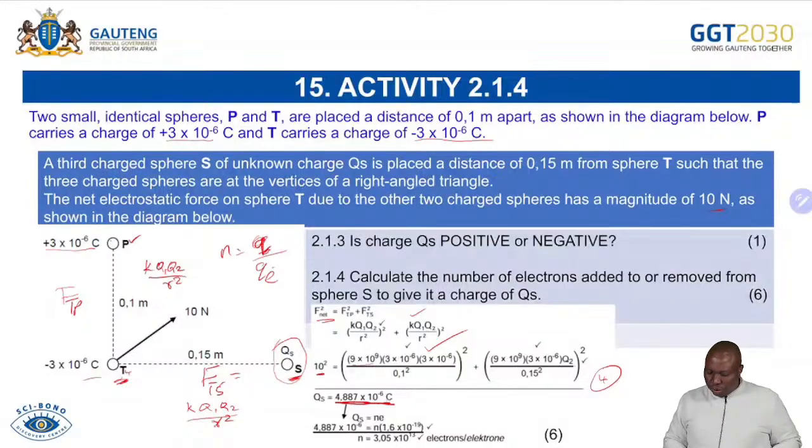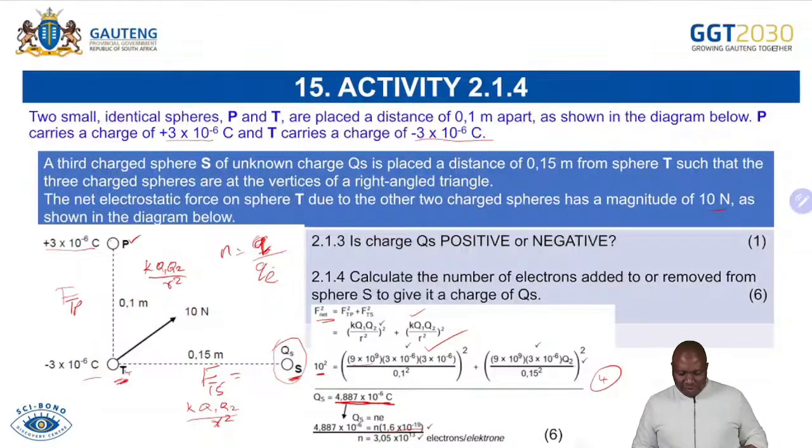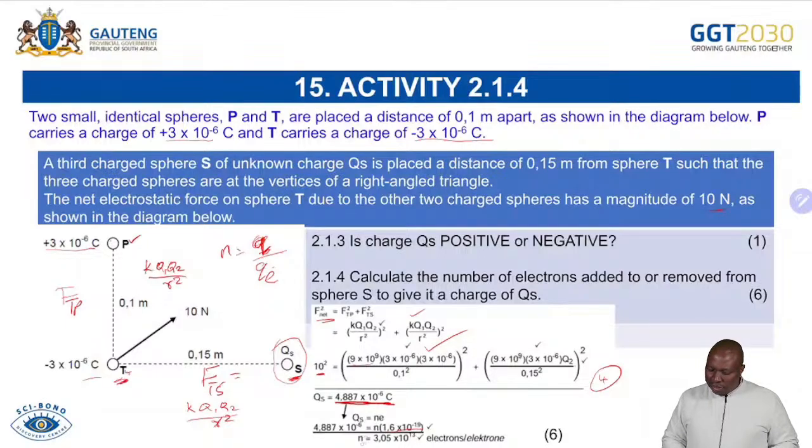You substitute the charge, you got it, it's 4,887 times 10 to the power of minus 6. You put your 1,6 times 10 to the power of minus 19 for the charge of an electron, and you are able to calculate the number of electrons, which is N equals 3,05 times 10 to the power of 13, and then you got your 2 marks there, and then you add them to that 2, which is 6 marks.